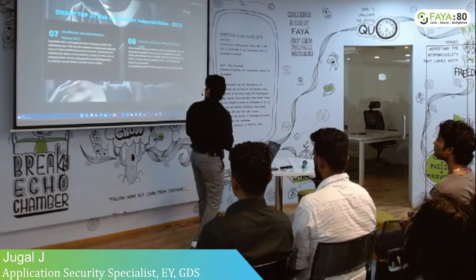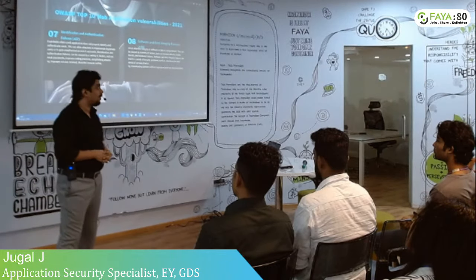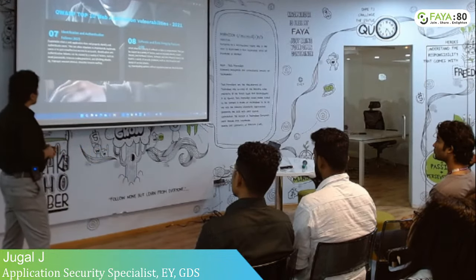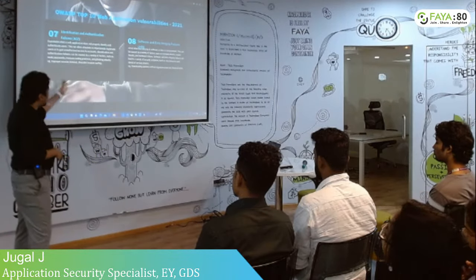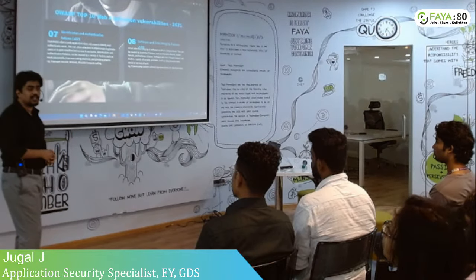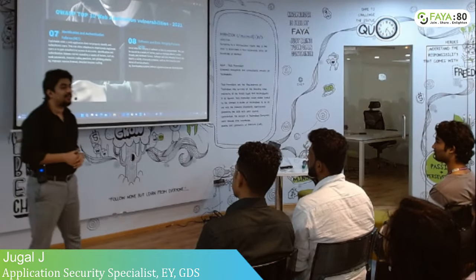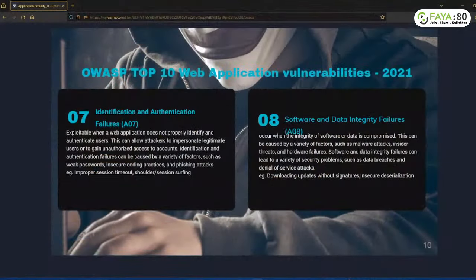Okay, identification and authentication failure. We already talked about the difference between authentication and authorization. So again, how can you bypass it? An improper session timeout, shoulder surfing. Do you know what shoulder surfing is? Okay, can someone tell me how that works? Yeah, it can be shoulder surfing, yes, exactly.